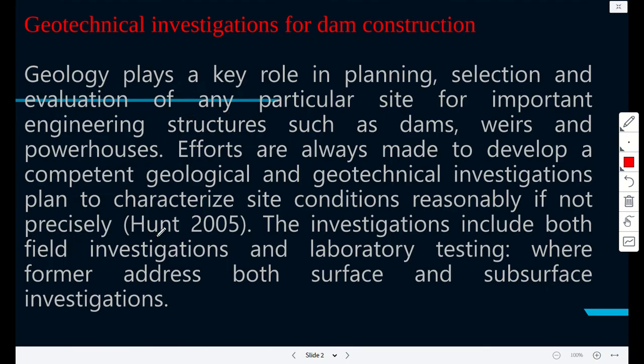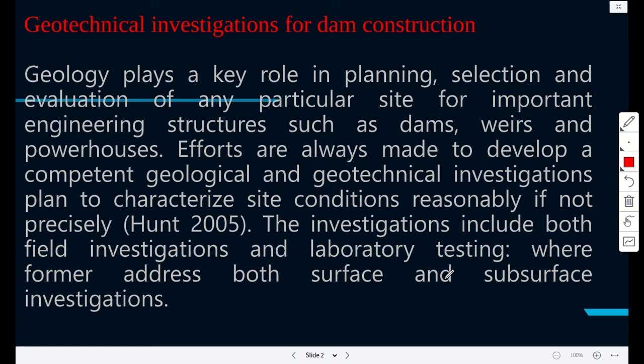So geology plays a key role in planning, selection, and evaluation of any particular site for important engineering structures such as dams, weirs, and powerhouses. Efforts are always made to develop a competent geological and geotechnical investigation plan to characterize site conditions reasonably, if not precisely. The investigations include both field investigations and laboratory testing, where the former addresses both surface and subsurface investigations. Basically, you need to know the strength on site.